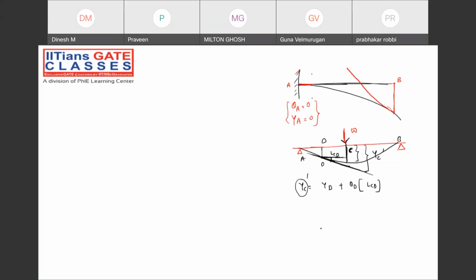Yes or no, guys? Are all of you understanding what I'm saying? YC dash, we have calculated YD plus theta D into LCD. Check it out. That will give me the total height, YC dash. If you're not understanding, please let me know. This will be the total distance. But I don't want YC dash.